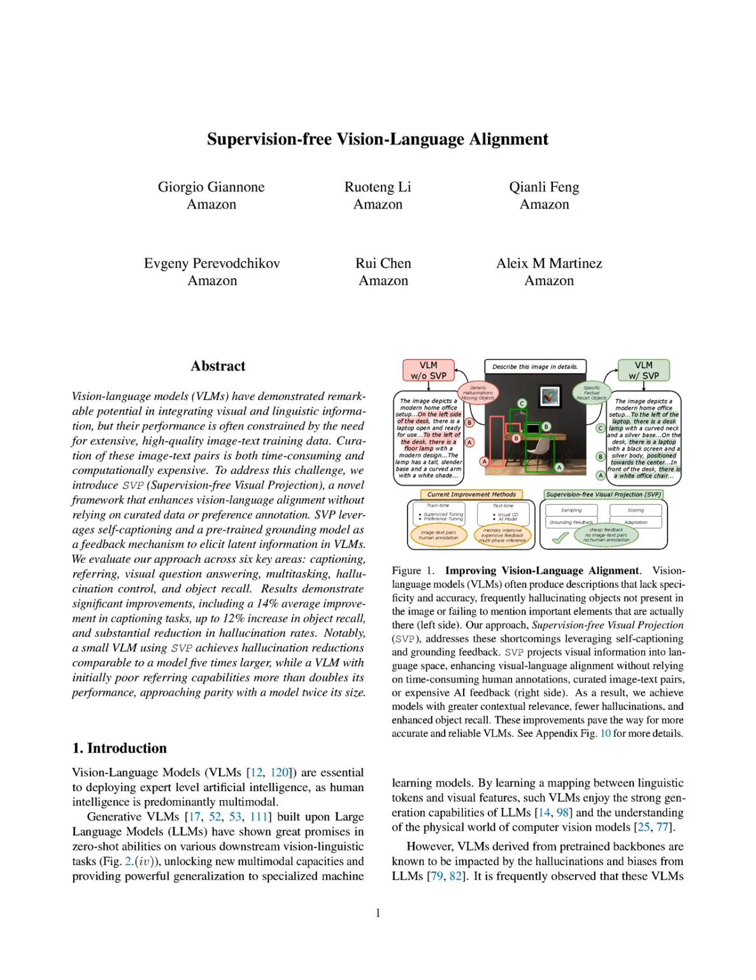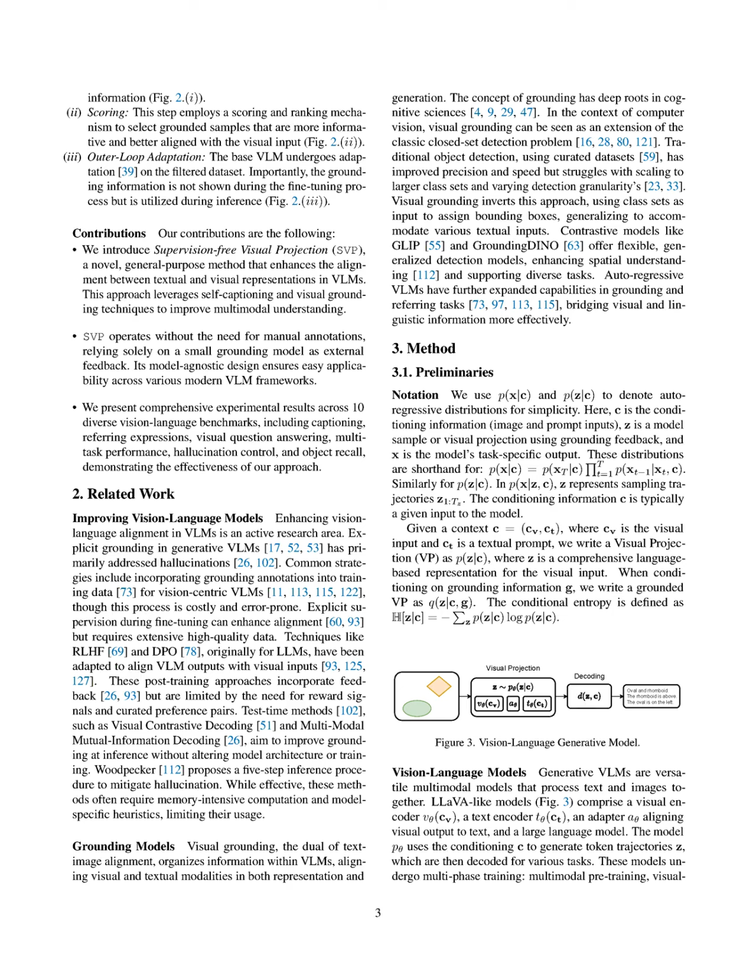2. Scoring. This step involves employing a scoring mechanism to evaluate the generated samples based on their alignment with the visual input. The top scoring samples, which are deemed more informative and grounded, are selected for further processing. 3. Outer loop adaptation. In this final phase, the base VLM is fine-tuned using the filtered dataset of high-scoring samples. Importantly, the grounding information is not directly shown during this fine-tuning process, but is utilized during inference to enhance the model's performance on various tasks.